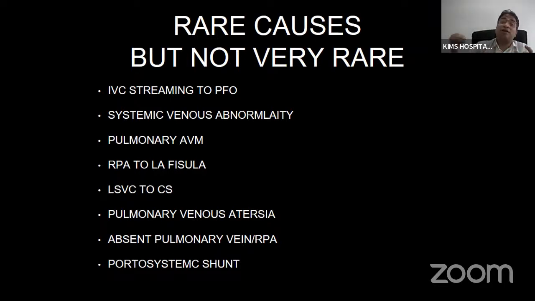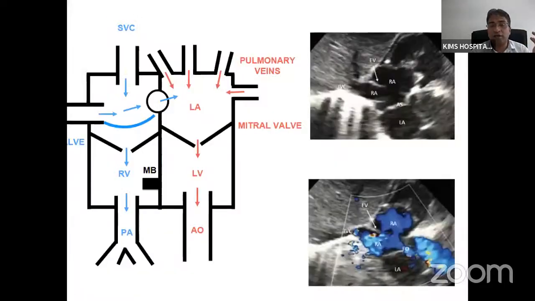Systemically, the IVC is normally connected to the RA, but sometimes, rarely, it may be connected to the LA. In the same way, the SVC is connected to the RA, but in rare cases it may be connected to the LA. So that also will cause cyanosis. Same time there will be pulmonary AVM, RPA to LA fistula, pulmonary venous atresia, or absent pulmonary venous connection. They are the rare causes of cyanosis.